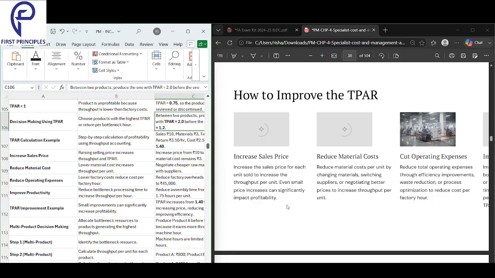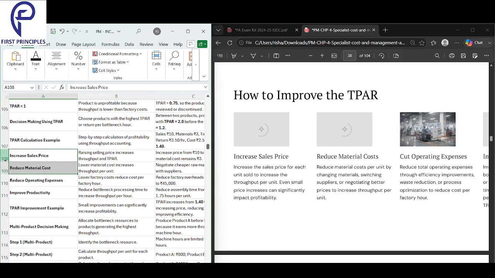Next, how can you reduce your TPAR? Okay, so see, basically you want to improve it. So what you can do? Increase your sales price, reduce the direct material cost. So basically, see, how do you get your TPAR? Sales price minus direct material. So if you increase the sales price, don't you think TPAR will automatically go up? Or if you reduce the direct material cost, TPAR will already go up. There are only two elements. One is subtracted from the other. Either reduce the subtraction or increase the first amount.